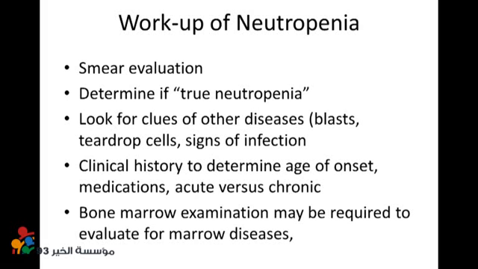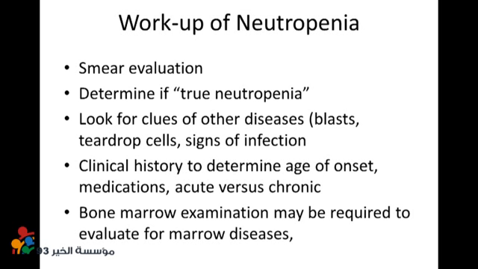So what do we do in a workup of neutropenia from a lab perspective? What do we do as soon as I get a CBC that says this patient has neutropenia? I immediately perform a smear, as I showed you before. And the first step for me is to determine, is this true or spurious? Is this really a true neutropenia, or is it false? And we'll show you exactly what we mean by that.